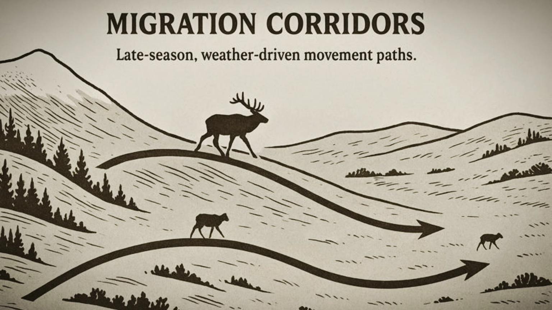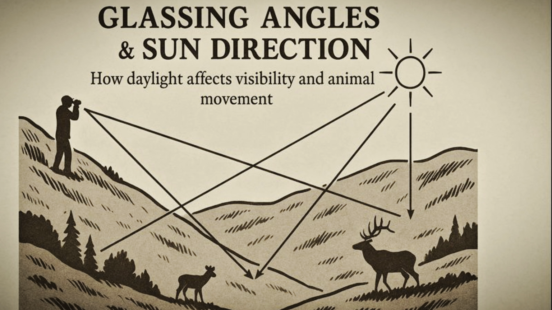Number 74 is your migration corridors. They're late season movement routes shaped by snow and weather, and they're excellent rifle season hunting areas. Number 75 is glassing angles and sun direction, understanding that sunlight affects visibility. Hunters plan glassing routes based on shade and the glare they're going to get.